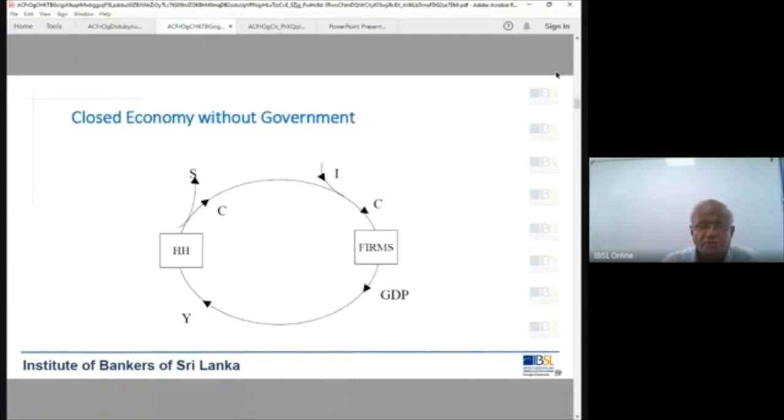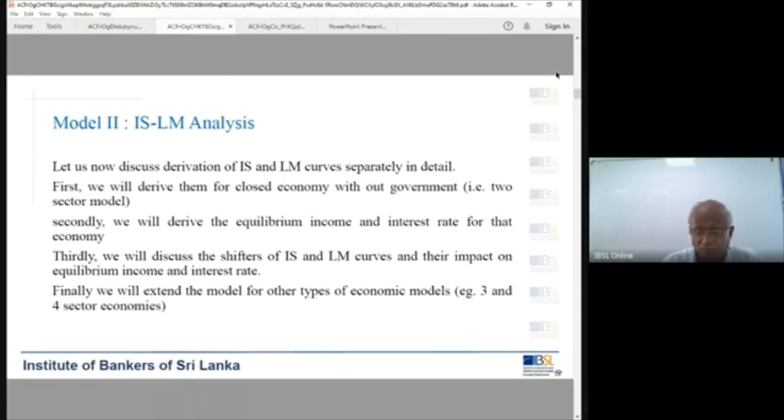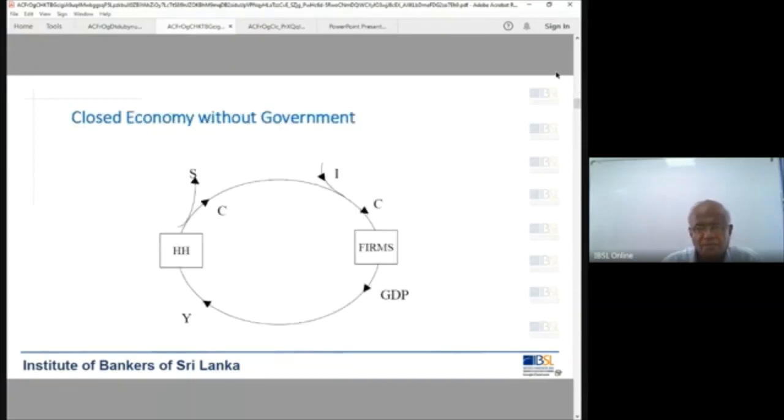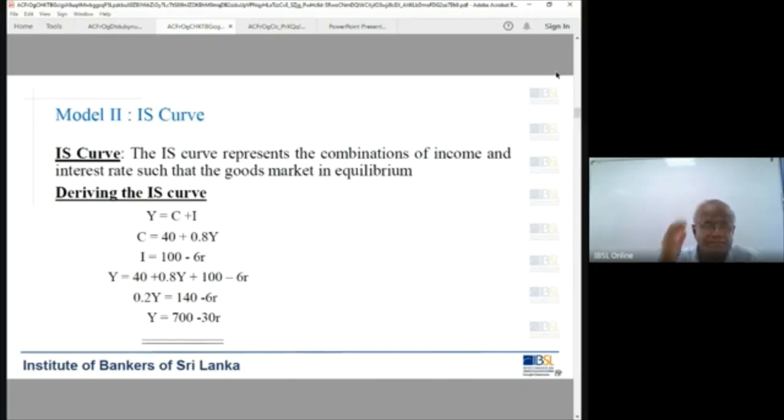Closed economy without government. We are going to derive the IS curve and LM curve for this model. At the same time, we assume, even though this model is there, because the LM curve is a money market, the money market is in equilibrium. Financial intermediaries are there in this economy. Otherwise, you can't derive it. No central bank is there, but the other commercial banks are there. The financial sector is there, right? That's also an assumption. Otherwise, you can't derive the LM curve, right? The closed economy without government, right? IS curve.